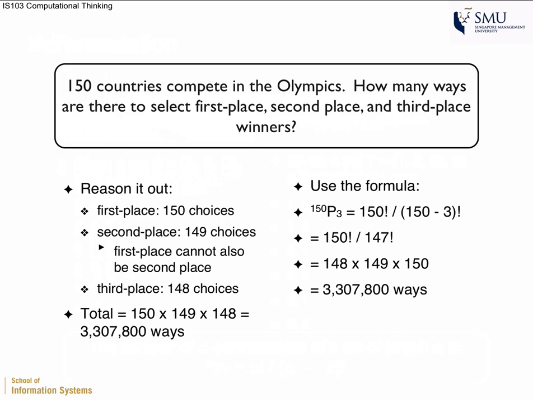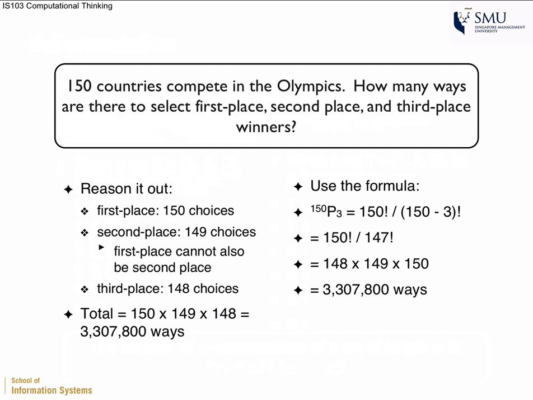So we can reason it out in terms of the product rule. In this case, for the first place, there are 150 choices, because any country can be the winner. Now, for the second place, we only have 149, because the first place cannot also be the second place. And in the third place, we have 148. So by the product rule, we're going to have 150 by 149 by 148. This amounts to 3.3 million.